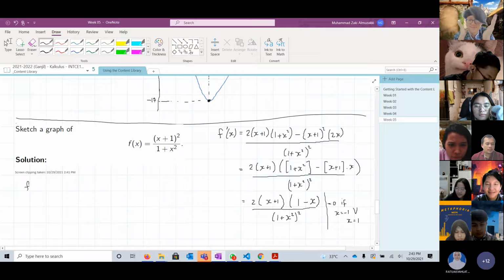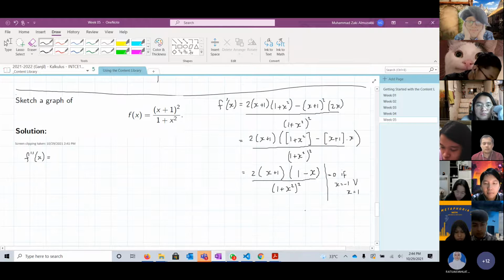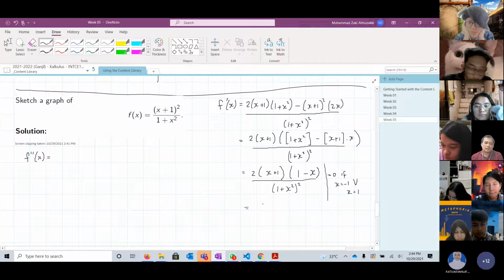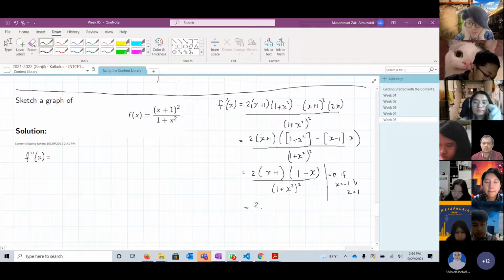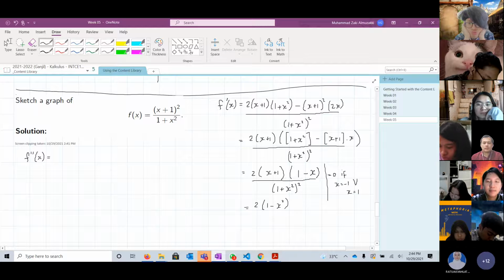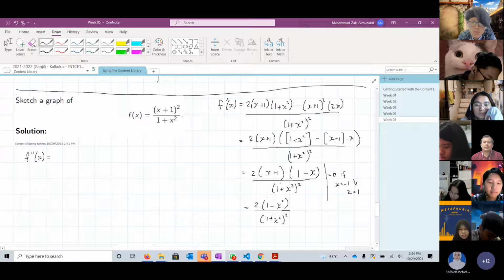And then f double prime of x is, okay, so that we can easily differentiate it, we try to write it like this: 2 times 1 minus x squared over 1 plus x squared squared.